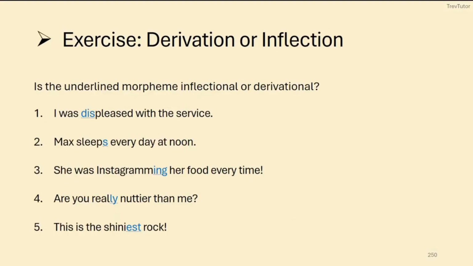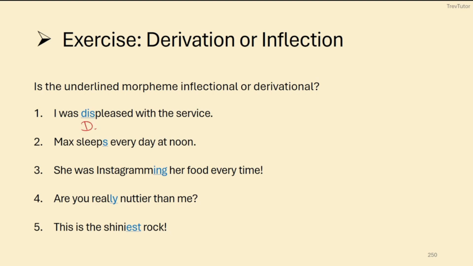So let's see if we can identify inflectional or derivational morphemes here. And the trick is in English, inflectional morphemes are always suffixes. So when they appear as affixes. So if you ever see a prefix in English, it's going to be derivational. So I was displeased with the service. This just means not pleased. So this is a derivational morpheme.